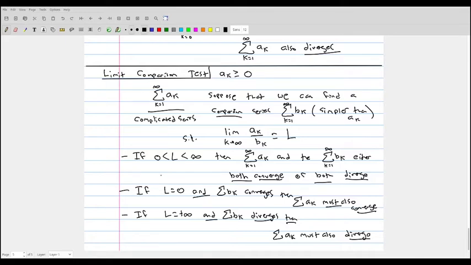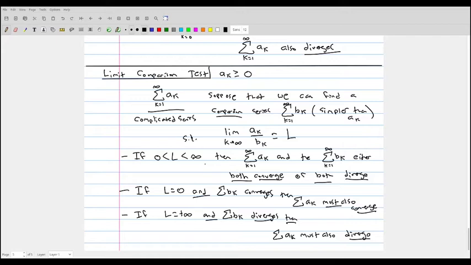The first case is a very similar argument: if this is any real number between 0 and infinity, then essentially for large values of k, ak is approximately equal to L times bk. And that's a very quick justification. It isn't a full proof, but the idea is that this is how you would prove this result.